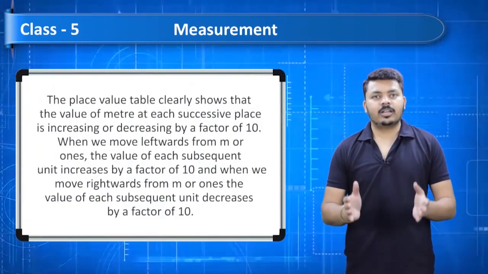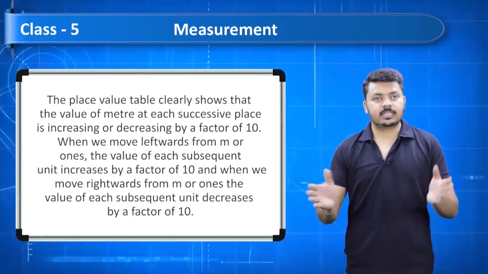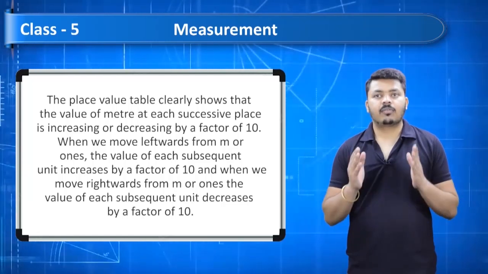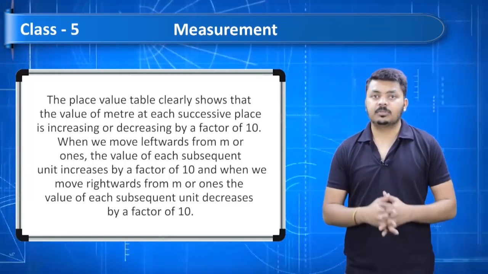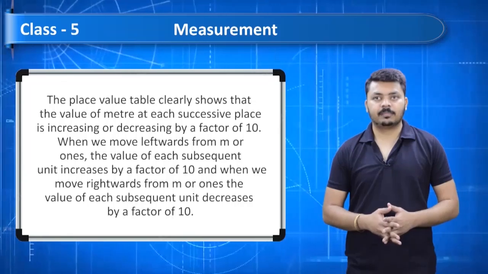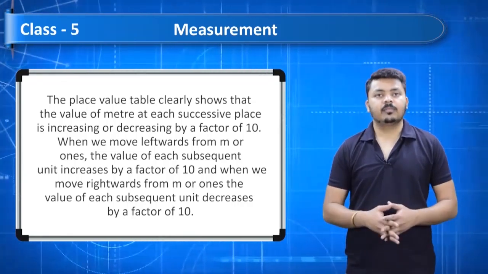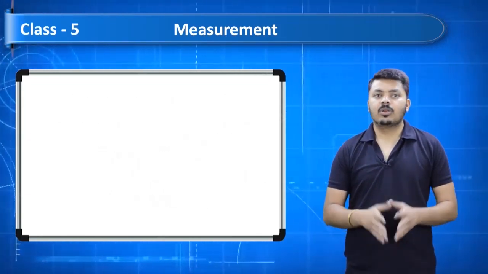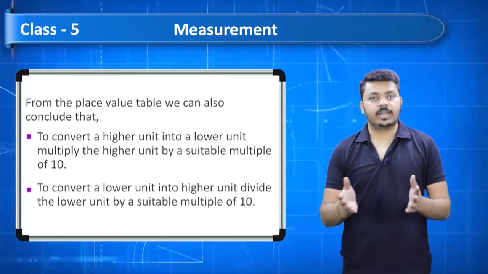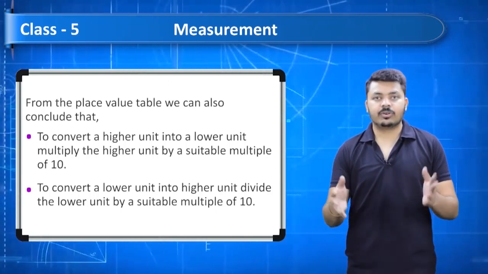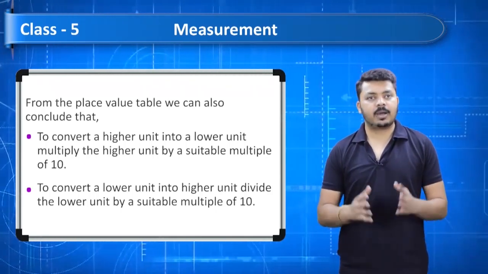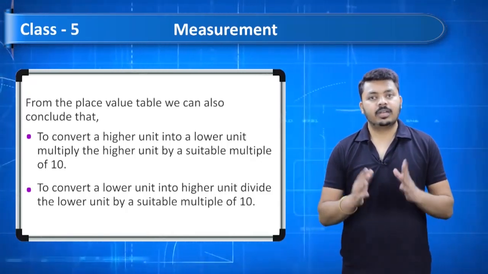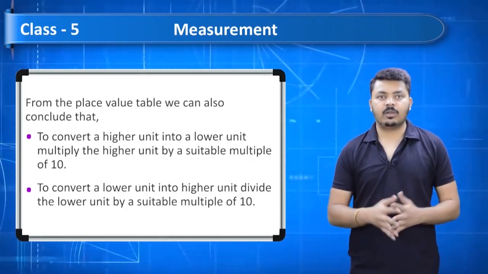The place value table clearly shows that the value of meter at each successive place is increasing or decreasing by a factor of 10. When we move leftwards from m or ones, the value of each subsequent unit increases by a factor of 10. And when we move rightwards from m or ones, the value of each subsequent unit decreases by a factor of 10. From the place value table, we can also conclude that to convert a high unit into a lower unit, multiply the high unit by a suitable multiple of 10. To convert a lower unit into a high unit, divide the lower unit by a suitable multiple of 10.